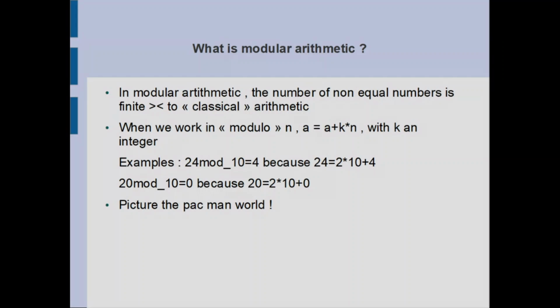Yeah. Just like Felice said, it's like a clock. When you reset to 0 it continues counting like a clock. Yeah, Felice understood the concept. You can also picture the Pac-Man world. Like I said, when he gets to the right of the screen, he comes back to the left.